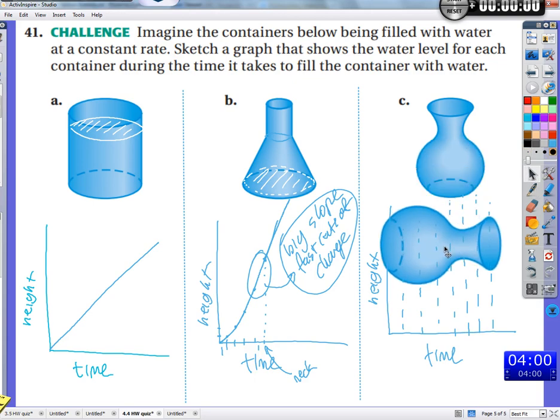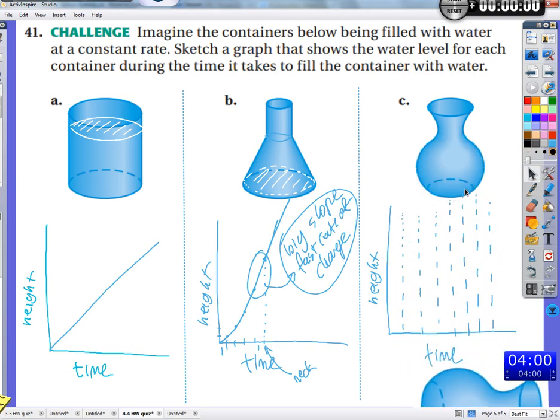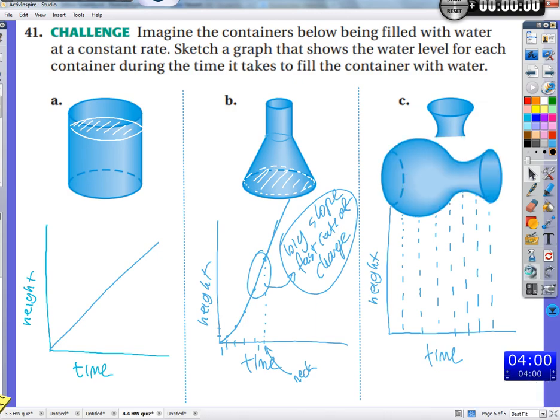If we were to maybe move this out of the way for a second, it's going to fill up quickly and then more and more slowly as we hit the wider part. And then it'll speed up and get faster and faster, and then slow again, right? So it'll start off kind of fast, and then it'll kind of slow down, okay?